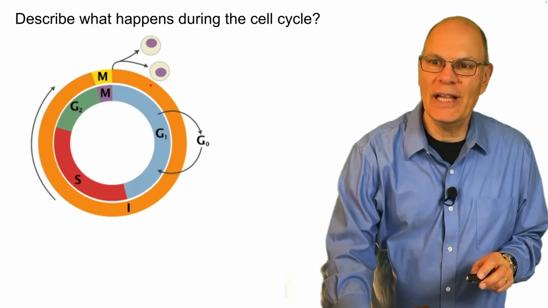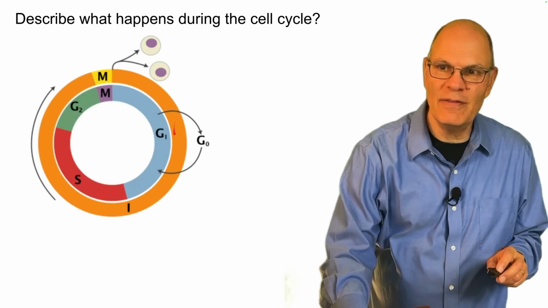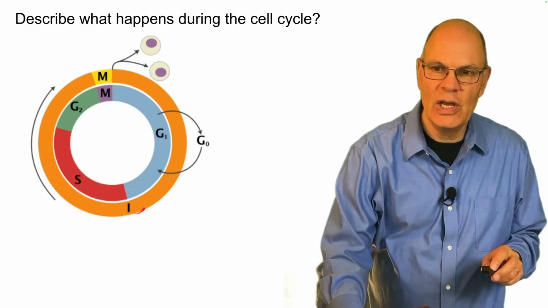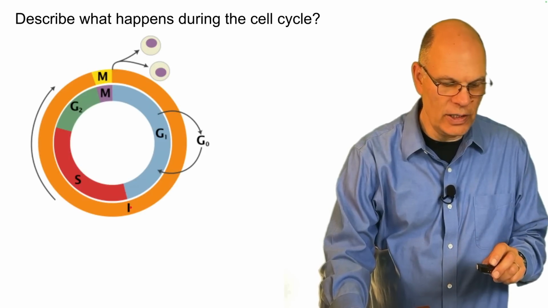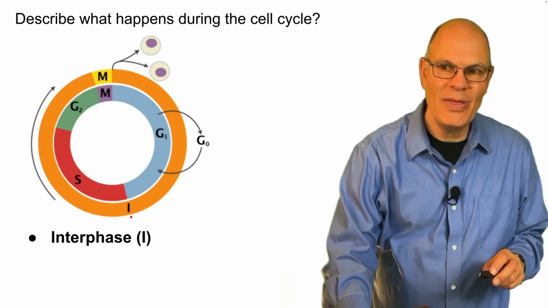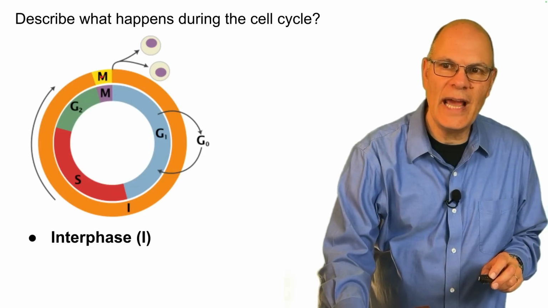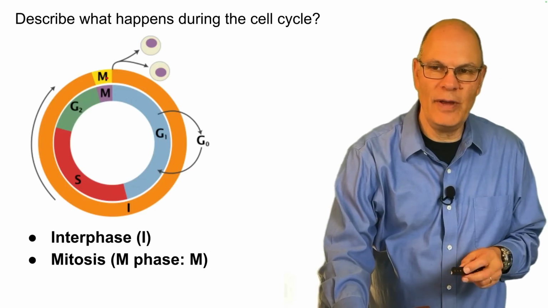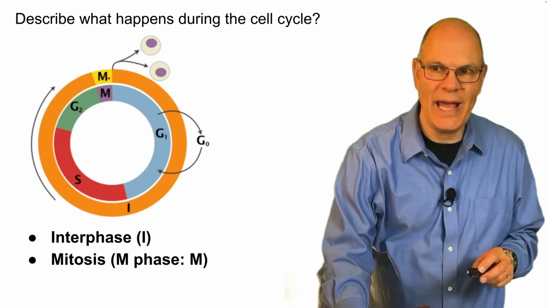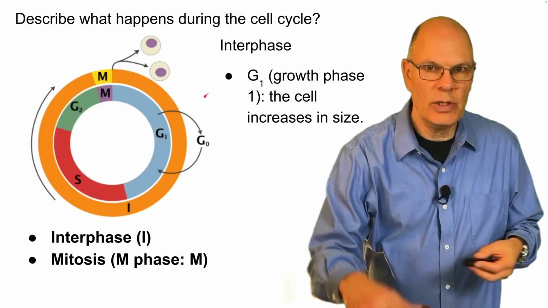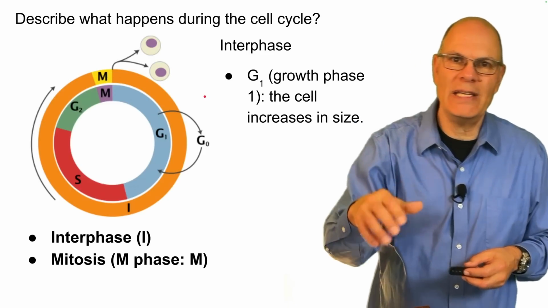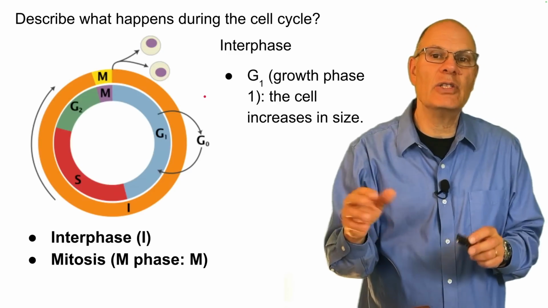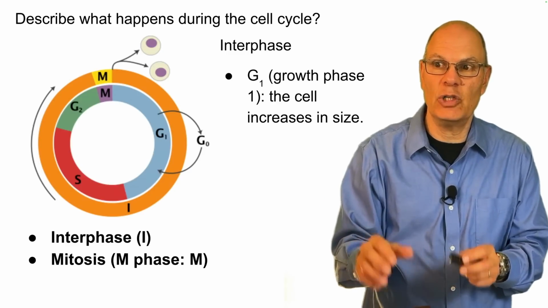The cell cycle, as you can see in this diagram, can be divided into 2 main phases. So the outside orange part of the circle, that's interphase. This yellow part over here, that's mitosis or M phase, represented by the letter M. During interphase, you can subdivide 3 basic phases, but the cell doesn't appear to be dividing during interphase.